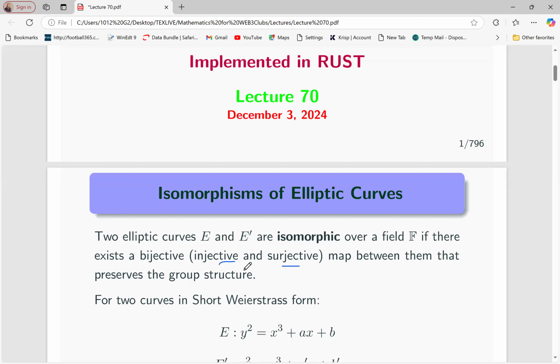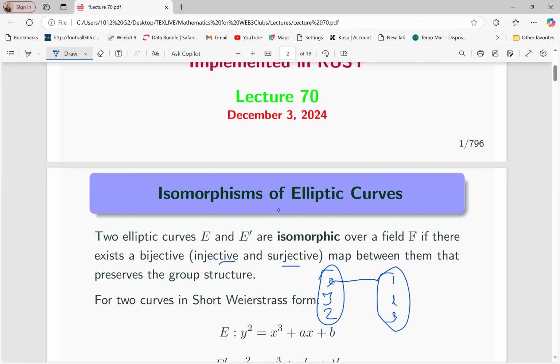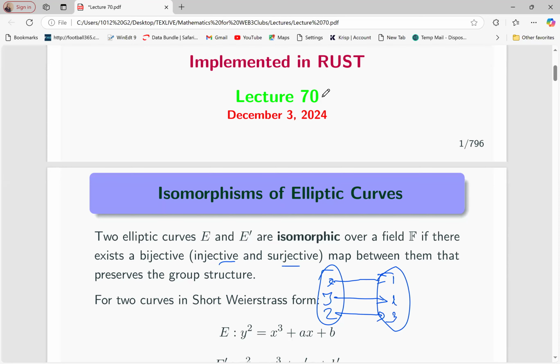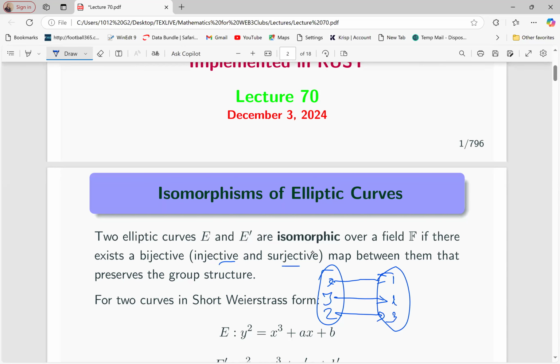Supposing I have this set with the elements X, Y, and Z, and I have another set with the elements 1, 2, 3. What do I mean by injective? Injective means that the mapping is one-to-one. Every element is mapped to one element. So we say that this is injective. For instance, X has been mapped to 1, Y has been mapped to 2. So we don't have an element that is mapped twice.